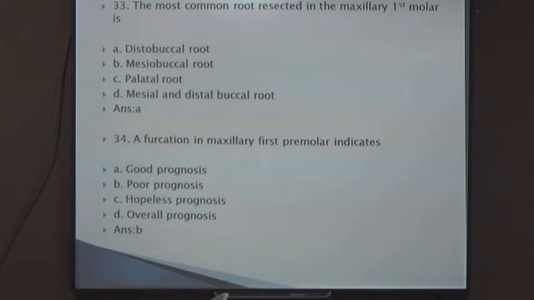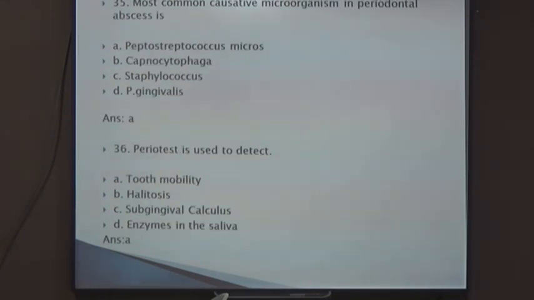A furcation in the maxillary first premolar indicates poor prognosis. Usually the premolar prognosis is good, but with furcation in a premolar, there will be a poor prognosis. The most common causative microorganism in periodontal abscess is Peptostreptococcus micros. Don't write Capnocytophaga or Staphylococcus. It is mainly Peptostreptococcus micros.